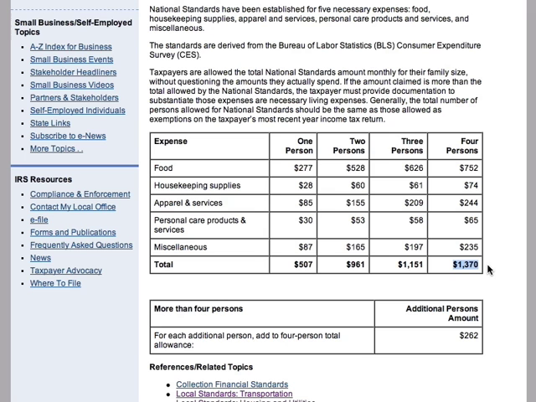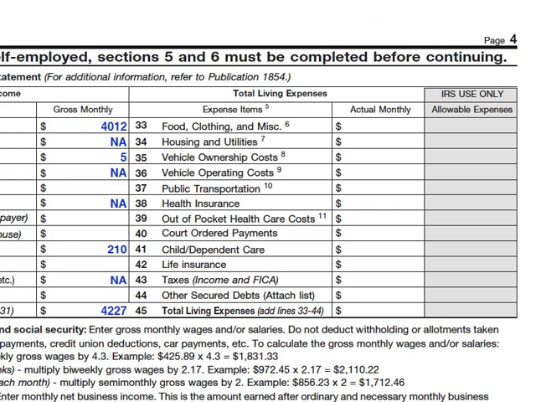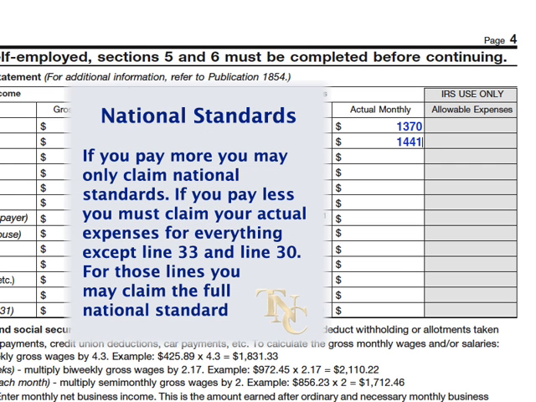Okay. Well, that actually makes this part of the form much easier. Yes, it does. We're going to use the National Standard booklet for this. Food and clothing has a national standard. We're going to put one amount in there based on our personal criteria. Housing and utilities, national standards. We're going to put that there also, okay? Vehicle ownership costs. You're going to find standards for those also.